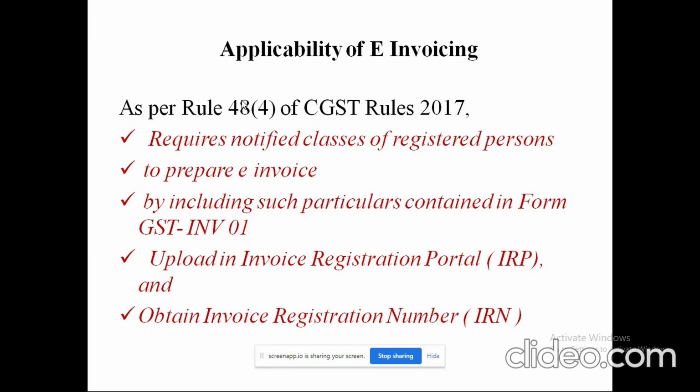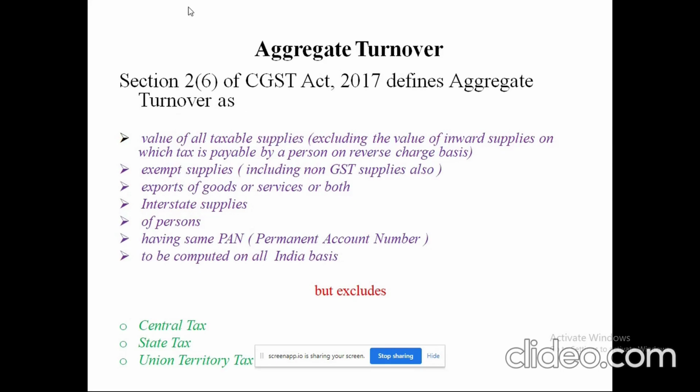We will see the definition of aggregate turnover. Section 2 subsection 6 of the CGST Act 2017 defines aggregate turnover as the value of all taxable supplies, excluding the value of inward supplies on which tax is payable by a person on reverse charge basis. Then exempt supplies, which include non-GST supplies like petroleum products, alcoholic liquor for human consumption, etc. Then third one, export of goods or services or both. Fourth one is interstate supplies. These are included in the aggregate turnover of persons having the same permanent account number. It is computed on an all India basis. It excludes central tax, state tax and union territory tax.